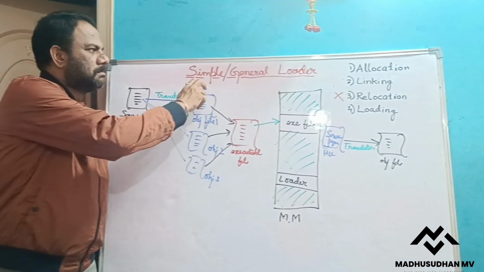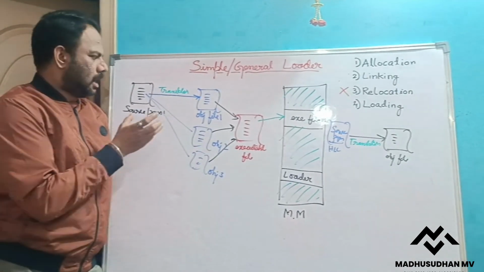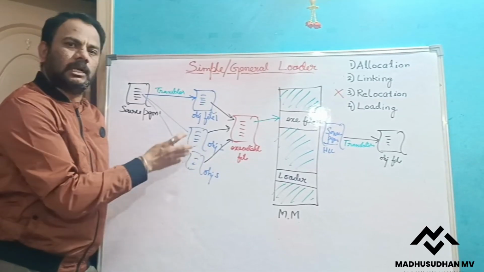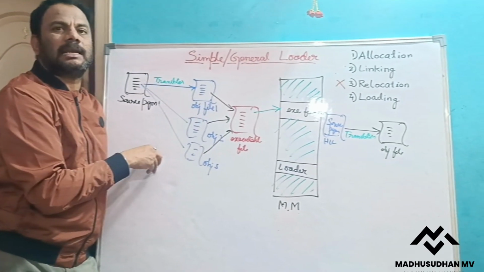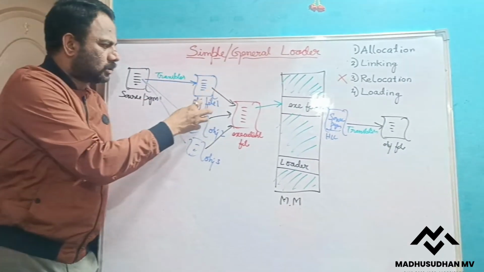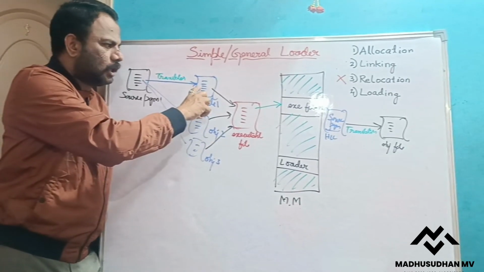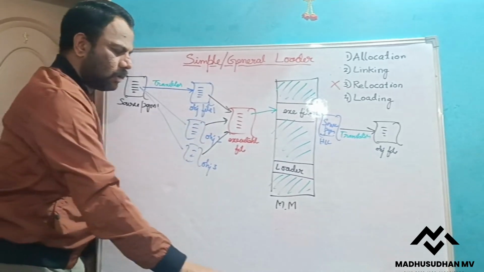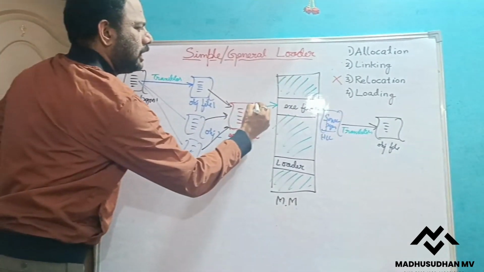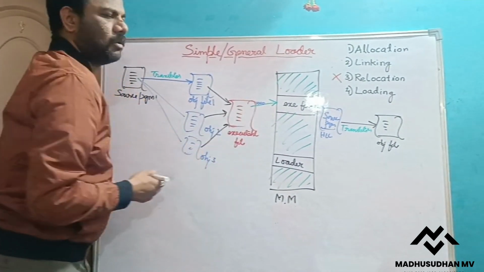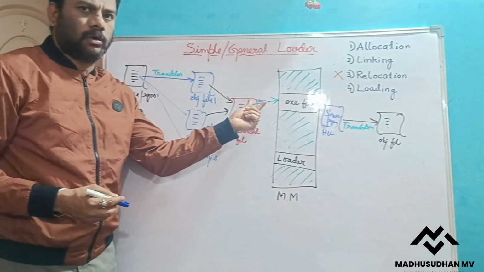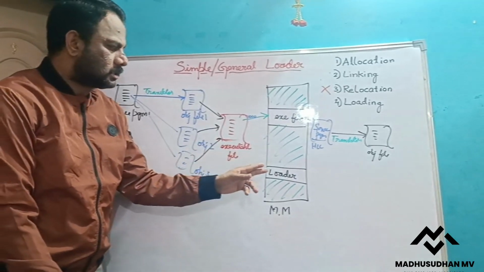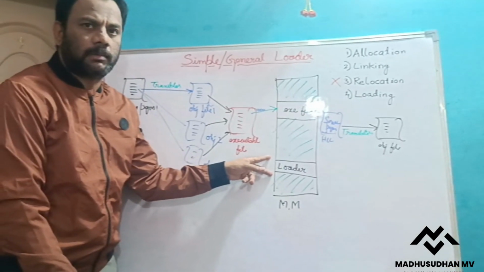We learnt about the simple loader, or general loader, in which our source program is converted into many object files, depending on how many functions or classes it has. All those object files are converted into one single executable file by the linker, and the linker specifies the starting address where it should be loaded, for example 1000. The loader will load into that address. The disadvantage is that some part of the memory is still occupied by the loader.